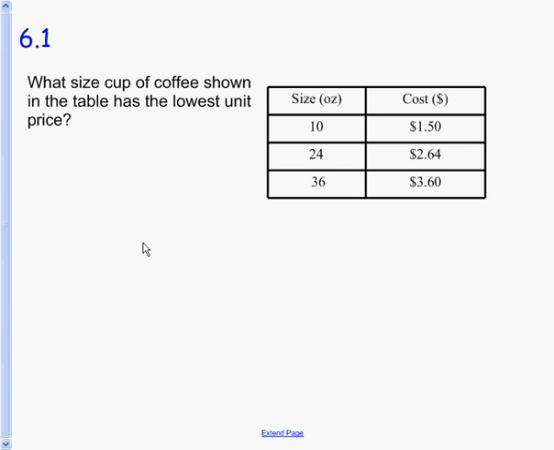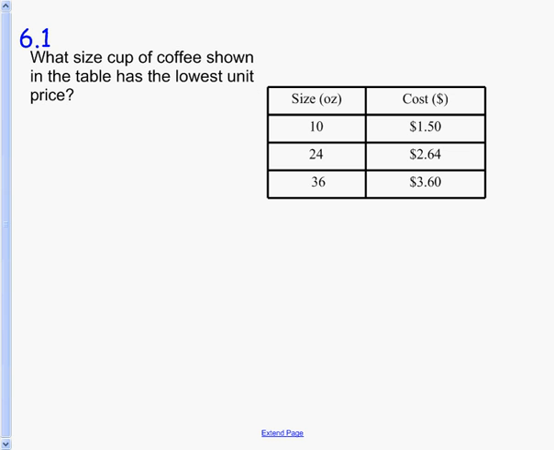Today's video is Chapter 6 review. So starting with 6.1, what size cup of coffee shown in the table has the lowest unit price? Unit price is going to be the smallest if we have the least cost per ounce. So we want to rewrite that as cost over ounce, and we want to have the smallest number.